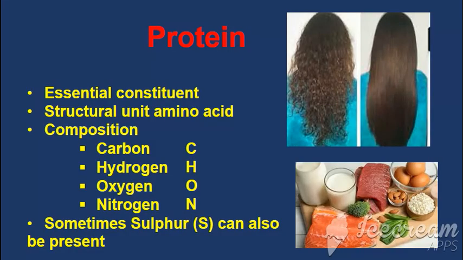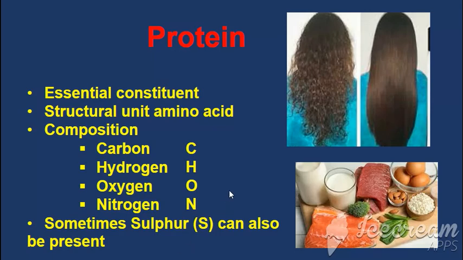Proteins are essential constituents of all living organisms. The polymerization of amino acids forms proteins. Therefore, the amino acid is the structural unit of a protein. In all living organisms these proteins can be found. Proteins are composed mainly of carbon, hydrogen, oxygen and nitrogen. In addition to these four elements, proteins can also contain sulfur.